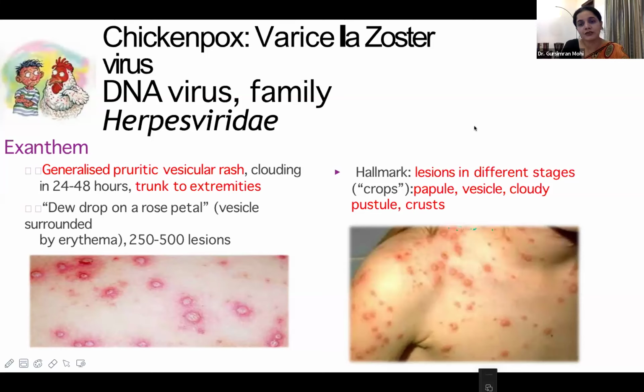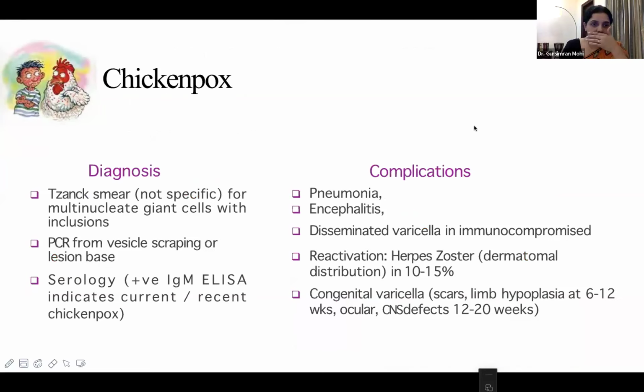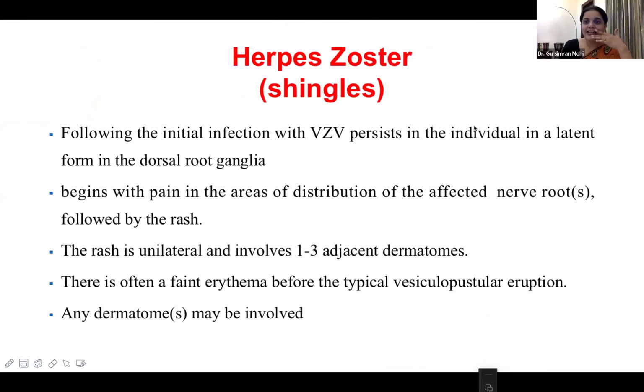As we have seen, measles starts from the face, but this vesicular rash of chickenpox starts from the trunk and then spreads to the extremities. There's a typical dew drop on a rose petal appearance, right? This slide is showing the typical features of chickenpox. Then another complication of chickenpox: if the virus becomes latent in the dorsal root ganglion, the patient develops herpes zoster.